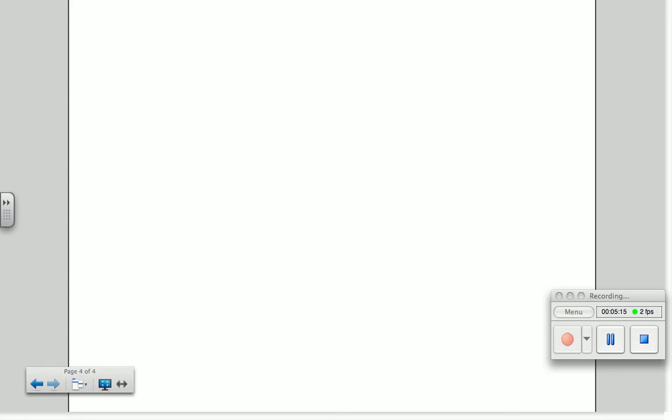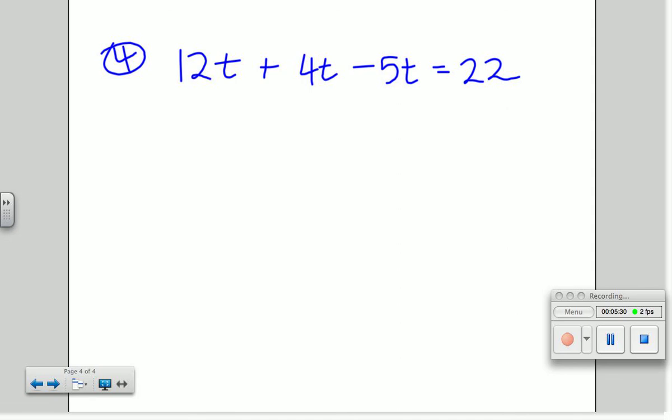We're going to be combining some like terms. So for this one, number 4, we have 12t, and then we're going to add to it 4t, and then let's subtract from that 5t, and we're going to say it's all equal to 22. All right? So let's just start here. What like terms do we have? Well, we've got 12t, 4t, and 5t. So since we have them all, we will just go ahead and add and subtract those numbers because they are like terms.